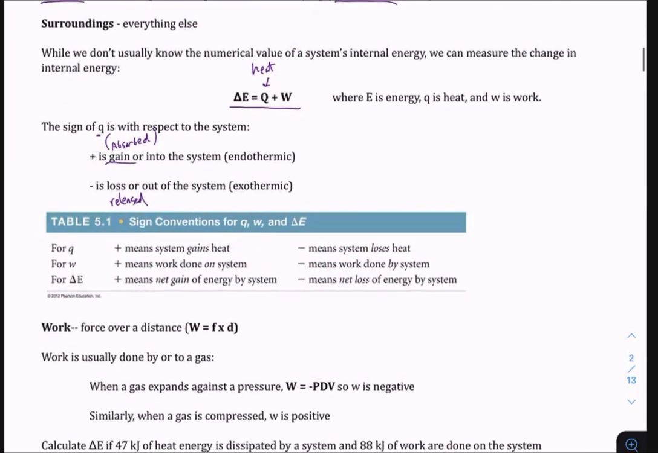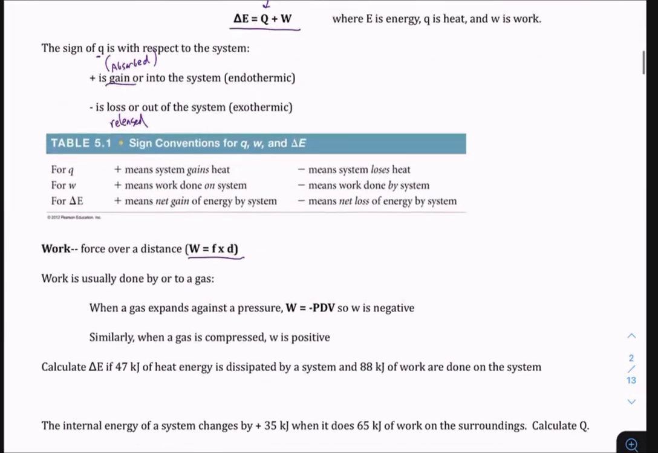Let's talk a little bit about work, because this may be a little abstract. So the definition of work is force over a distance, right? So we can calculate force over distance. Now, this was also kinematics and physics, so we're not going to go too deep into this. But in the case of chemistry, the typical places where we see work take place are with gases. So let's talk about gases for a second.